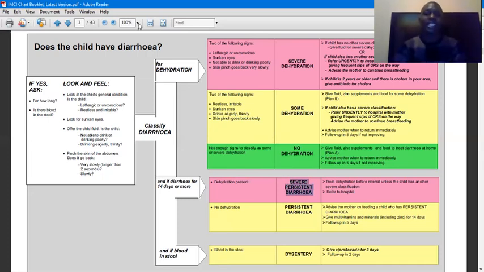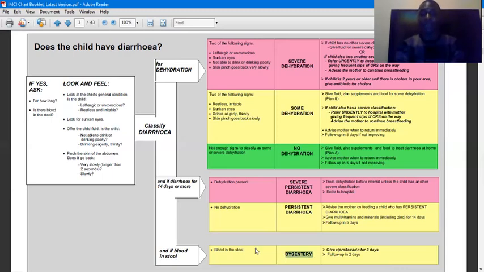But if the child presents with diarrhea and this diarrhea has been present for more than 14 days, but there are no signs of dehydration, you are going to classify this diarrhea as just persistent diarrhea according to the yellow row. Then IMCI states that if the child presents with diarrhea and in this diarrhea there's presence of blood in stool, you're going to classify this type of diarrhea as dysentery.